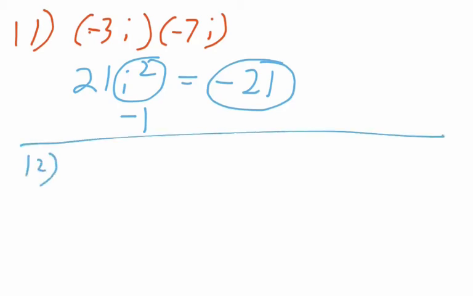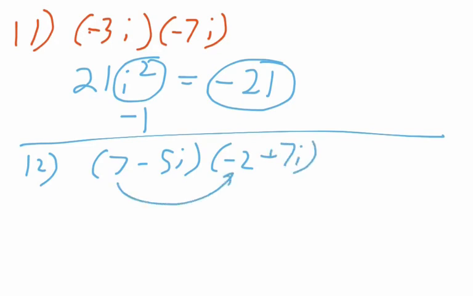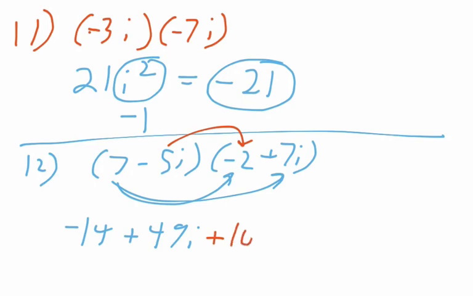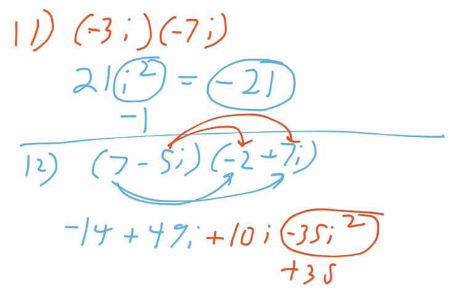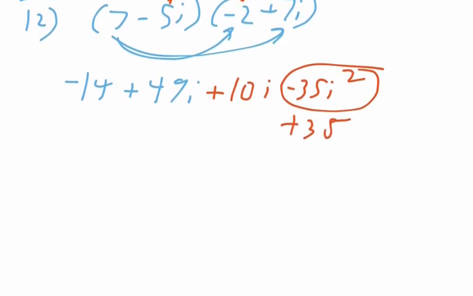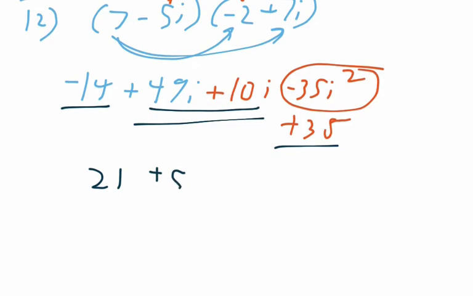And for problem number 12, we have 7 minus 5i times negative 2 plus 7i. So we're going to multiply the 7 by both of these. So that's negative 14 plus 49i. Negative 5i times negative 2 is 10i. And negative 5i times positive 7i is negative 35i squared. Negative 35i squared is the same thing as positive 35. Combine like terms, the real ones first. That's 21 plus 59i.